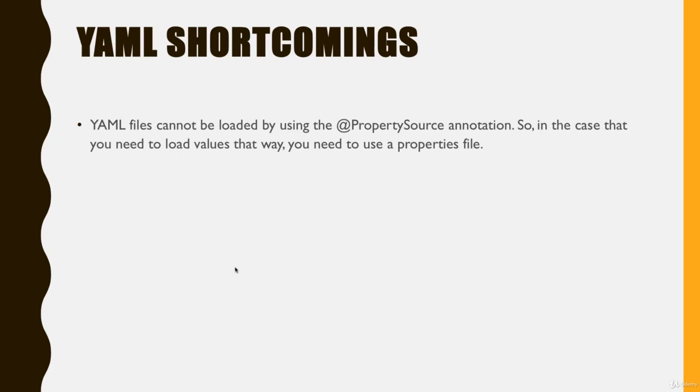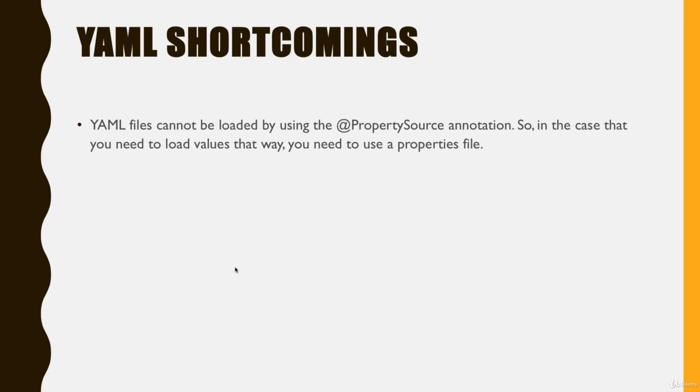So what are the shortcomings of the YML file? If you want to use the PropertySource annotation where you want to refer a specific property to an external source or internal source within the classpath, then YML is not the right option. There you have to use a properties file. Apart from that, YML supports every other feature the way properties do, and it has a more convenient way actually.